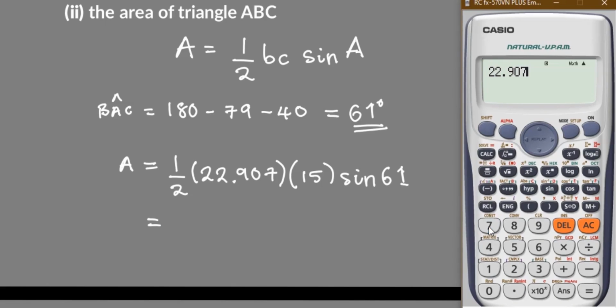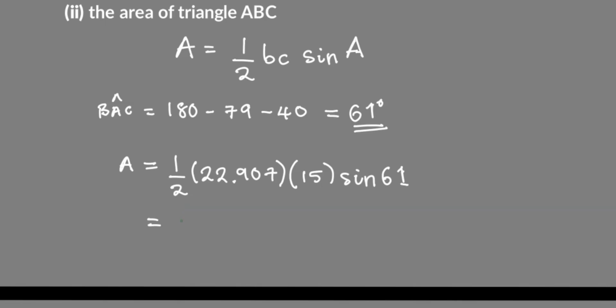22.907 multiplied by 15, and since there's just the sine, we can just start writing sine 61. Our calculator will always multiply sine of a certain angle with a number that's in front of it. Equals, we divide by 2, and that's our answer, 150.261. Notice that if we end our answer on 1, we're supposed to round off with the 8, therefore it will be 150.262.